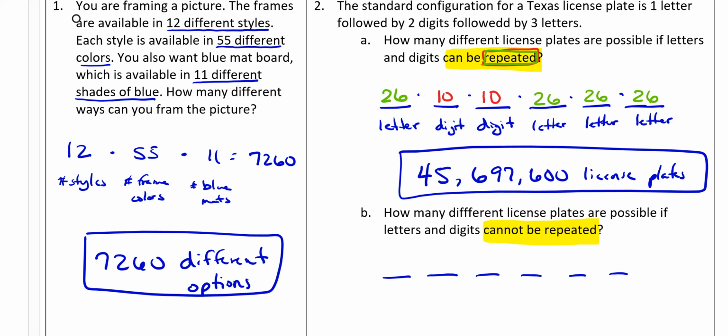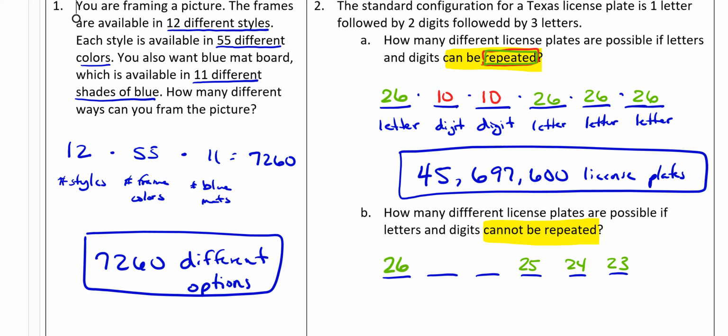So the first one is a letter. So I still have 26 choices for that first one. So let's say, I don't know, it was an A. Okay, that means I can't use A again. So for this other letter over here, now there's only 25 choices because I've already used a letter. And now there's only 24 choices for this letter. And now there's only 23 choices for this letter. So every time we have to take out that choice once we use it.